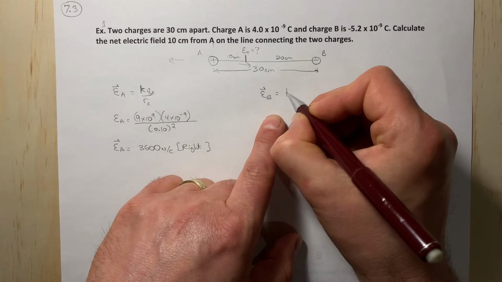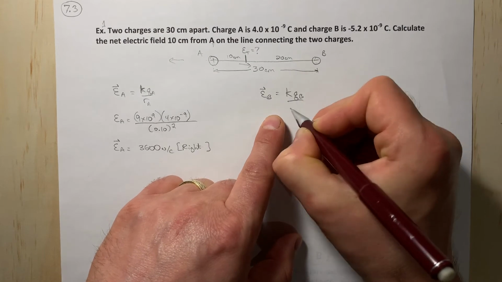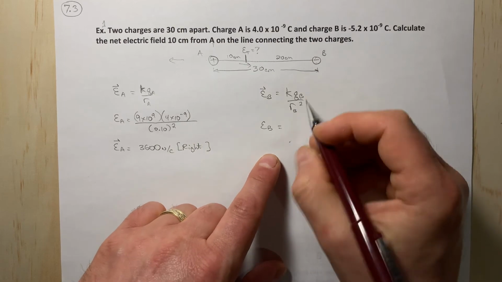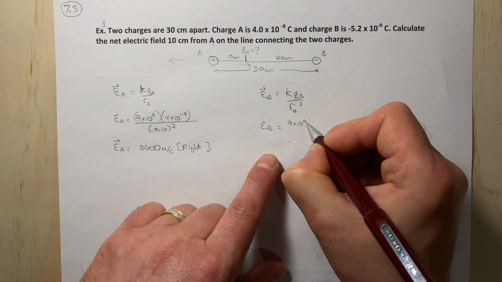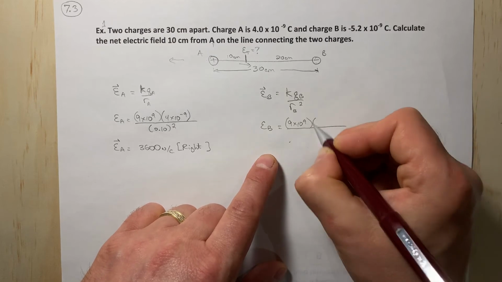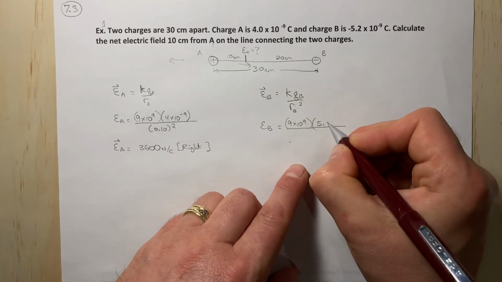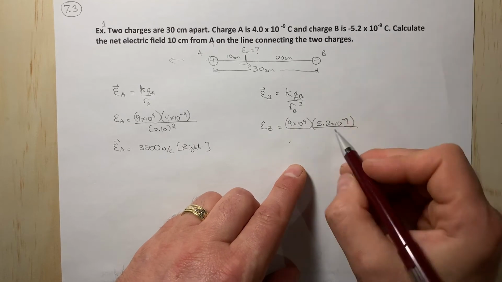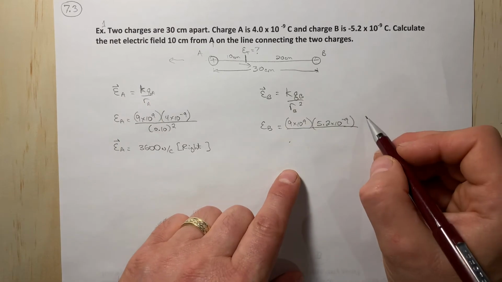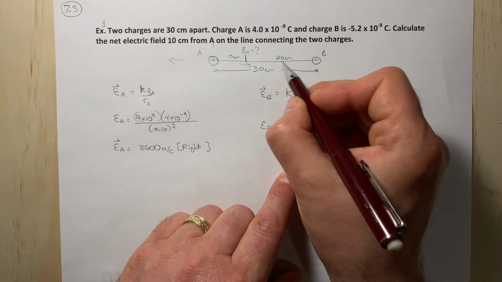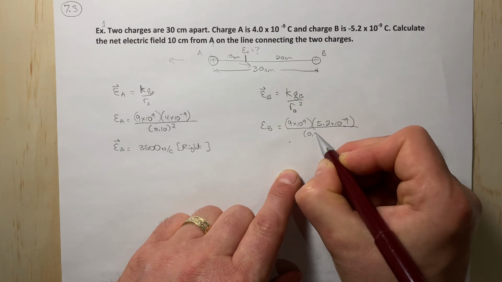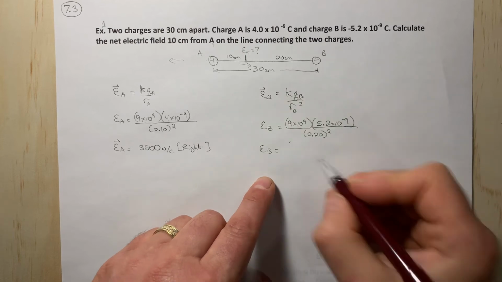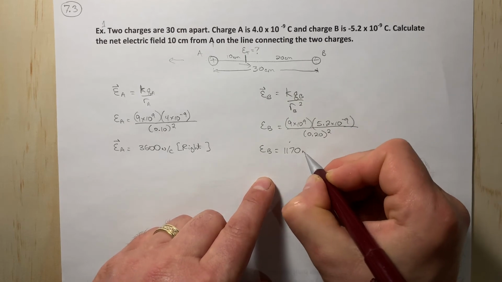We'll do the same procedure for this guy. We got QB over RB squared. K is 9 times 10 to the 9, always. Q value, 5.2 times 10 to the minus 9. And just note, no negative sign. We're going to do magnitude only when we sub these numbers in. R value, this R value here is 20 centimeters, 0.20 meters. Again, don't forget to square it. We'll do some of that math. We're going to get 1170.